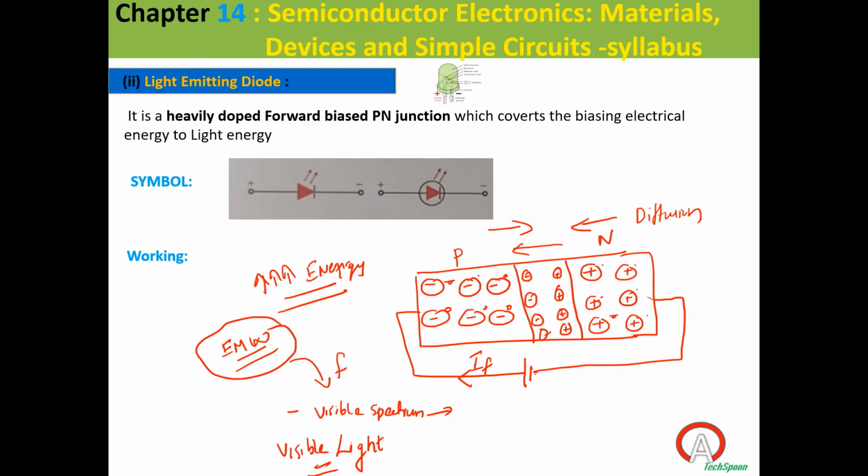How is it happening? It is emitting the energy that it acquired from the battery, after recombination with the hole. That energy we are getting in the form of an EM wave. If the frequency of the EM wave emitted from the junction is within the spectrum of visible light, we will be able to see that light. So that is the working principle of a light emitting diode. Is it clear?